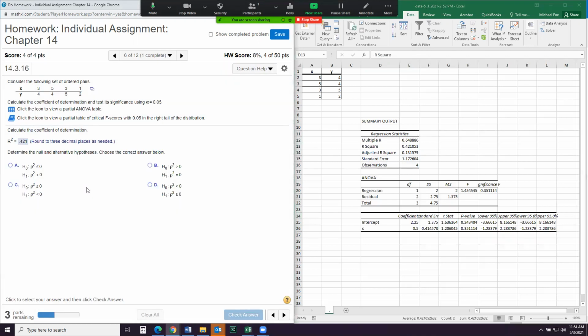The next thing it wants us to do is determine the null and alternative hypotheses. So for these, what we're saying is, do we think that our population coefficient of determination is, it's always going to be, do we think that it's either less than or equal to 0 or greater than 0? So it's going to be A.